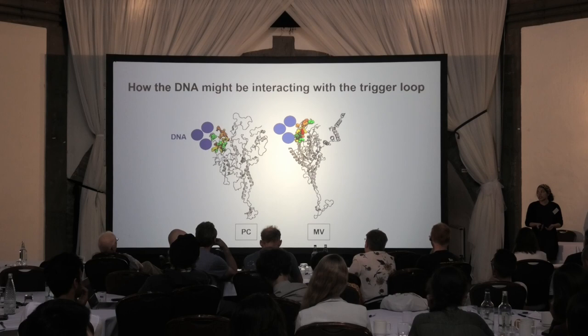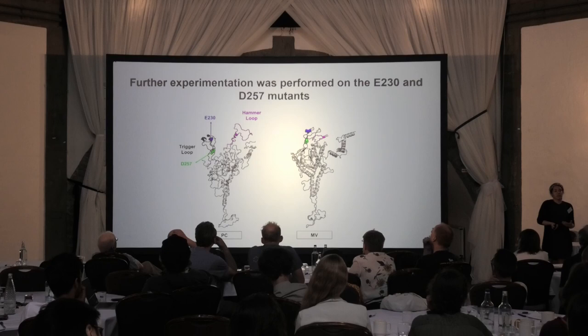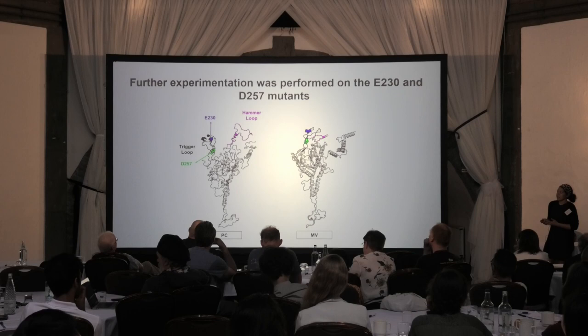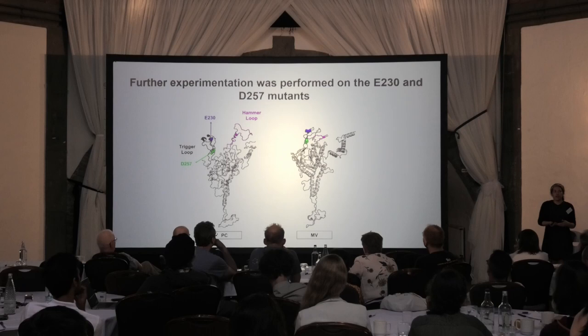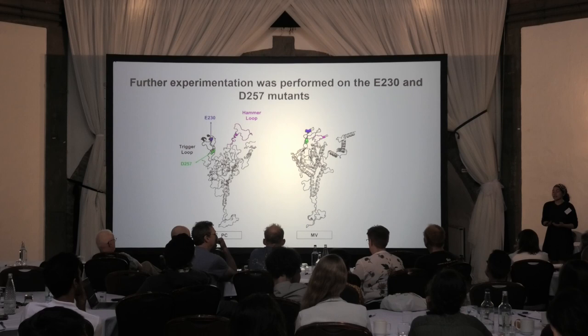With that in mind, I chose mutants from two representative residues, D230, which is in the top of the loop, and D257, which is in the bottom of the loop, to do further experimentation on to determine whether the decrease in phage production that I was seeing was due to a lack of portal incorporation, or perhaps the production of procapsids or phages that didn't have the correct morphology.